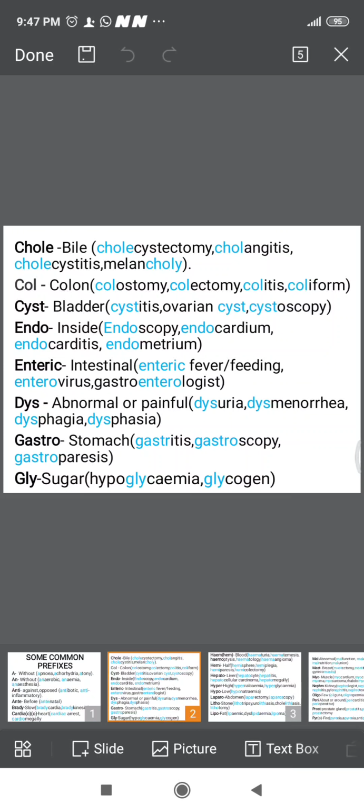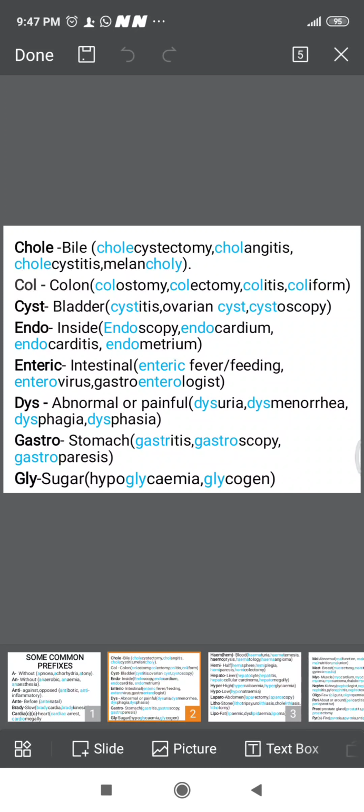Endometrium: endo means inside or inner. Metrium is talking about the uterus, that is the inner layer of the uterus. Another prefix we have here is enteric, which means intestinal or intestine.